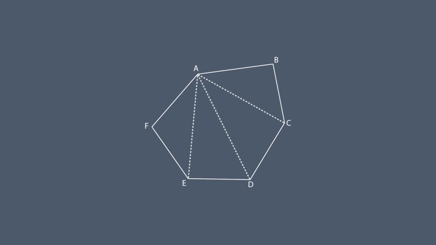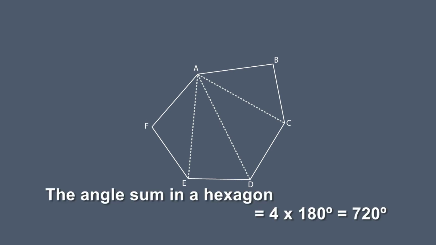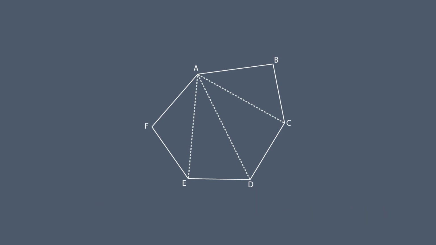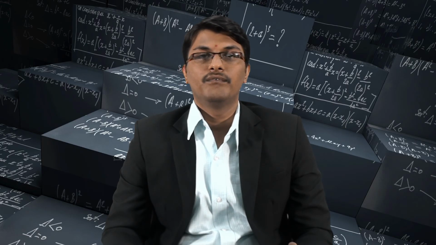Doing similar exercise for a hexagon, that is a six-sided polygon, we see that the angle sum in a hexagon is 4 into 180 degree, which is equal to 720 degree. Can you make it out from the figure? Yes. So we have the following pattern for the angle sum of convex n-gons.